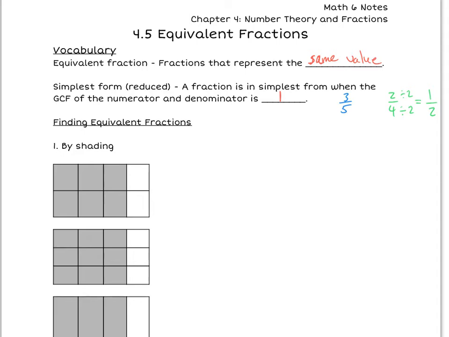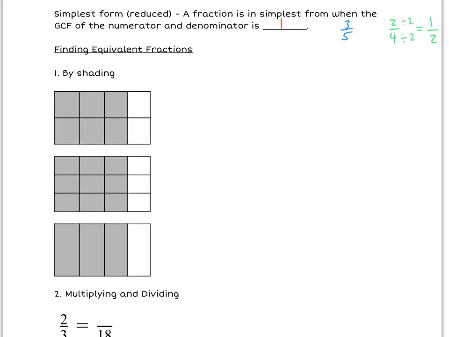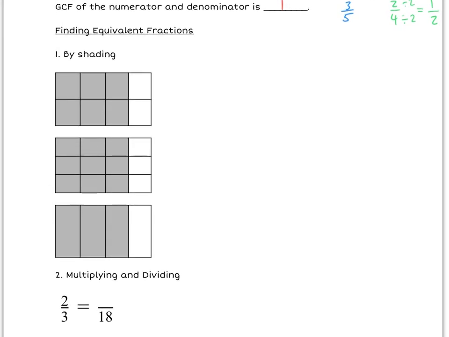Finding equivalent fractions. Okay? One way is to do this thing called shading, where you create some boxes that are the same size. And if we look at this first box, how many pieces are shaded in on the top box? 6 pieces shaded in. And how many total pieces? 8. So you would say that is 6/8.